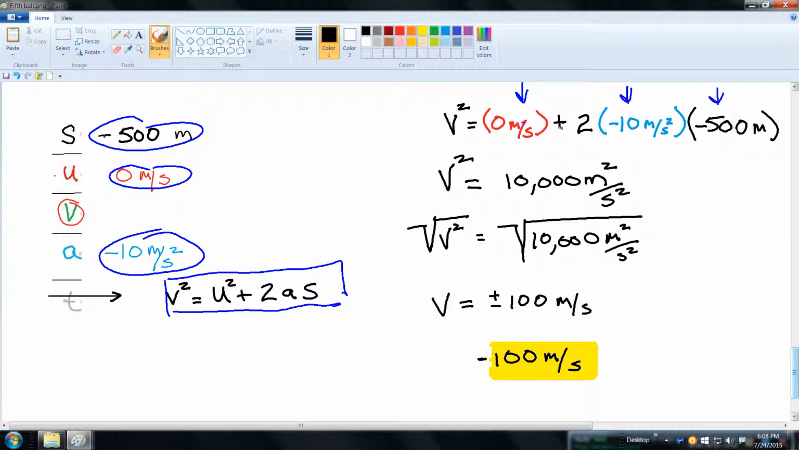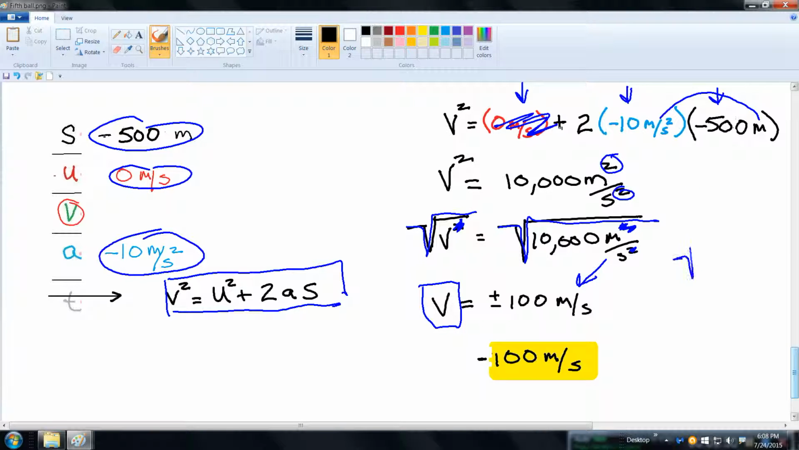So all we need to do is just plug and chug at this point. So that zero's out, and then when you do the math here, you end up with 10,000 meters squared, because we're multiplying meters times meters per second squared, so we get meters squared per second squared, and that's v squared. So we want to solve for v, so we take the square root of both sides, and that gets rid of the square on v, and it also gets rid of the m squared and the s squared. So now our units are left with meters per second.